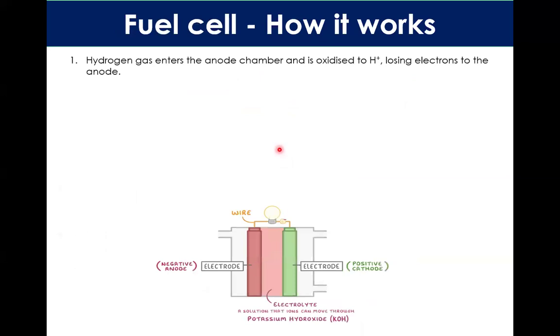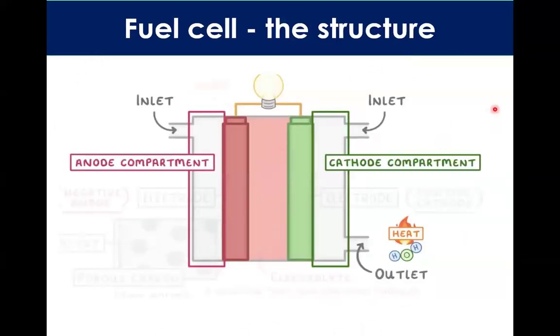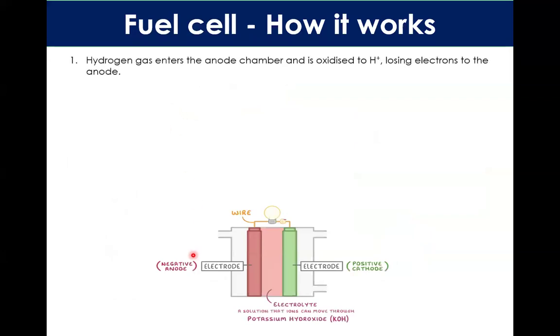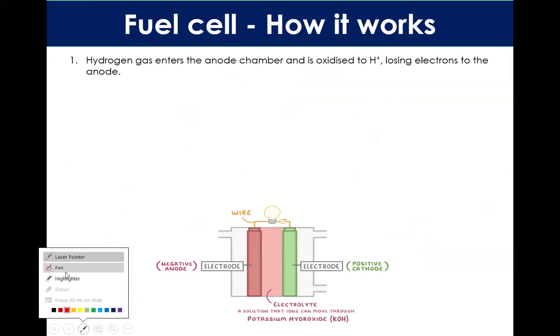So first of all, if you look at the general structure of the fuel cell, you see that it has an anodic compartment, a cathodic compartment, and you have two inlets on either side, and then you have one outlet on the cathodic compartment. Now keep this structure in mind, and then you'll be able to understand how this works. So the first step is hydrogen gas will enter the anode chamber and it will get oxidized into hydrogen ions, losing electrons to the anode. So what will happen here? Let me just use a different color.